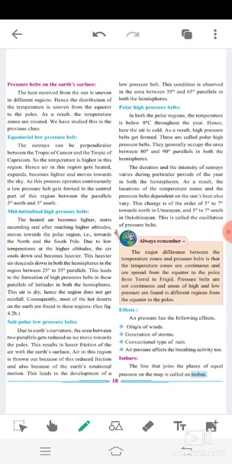Now in this paragraph it is said that the equatorial low pressure belt is formed between 5° north and 5° south parallels. Okay, mid latitudinal high pressure belts.